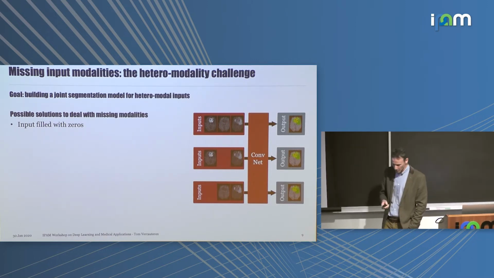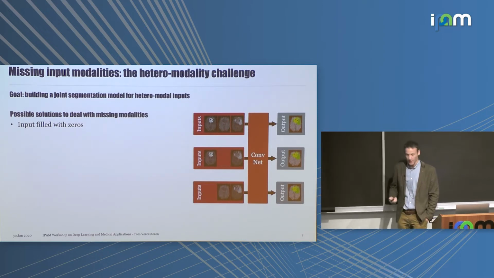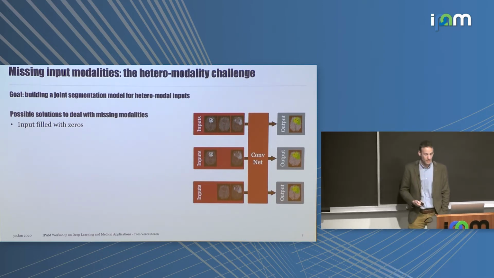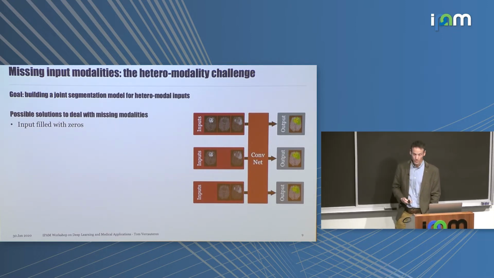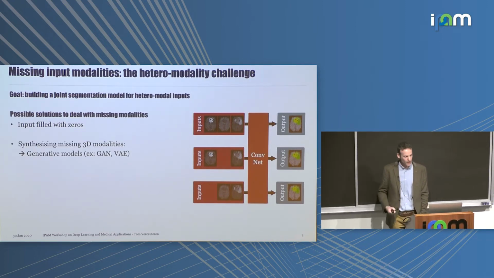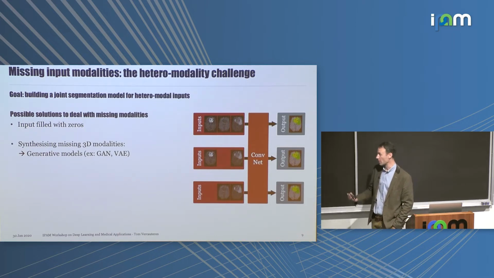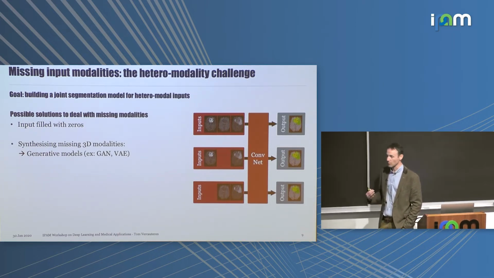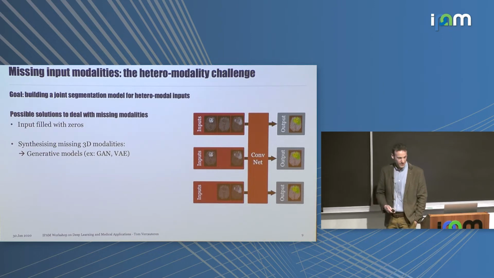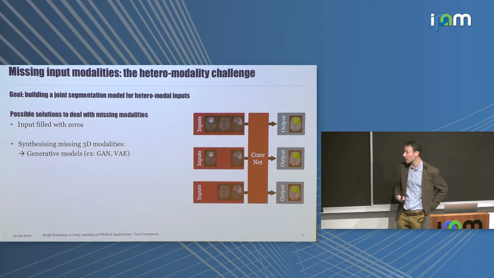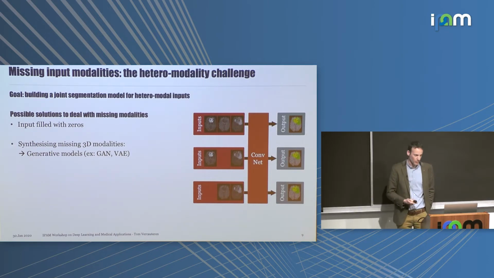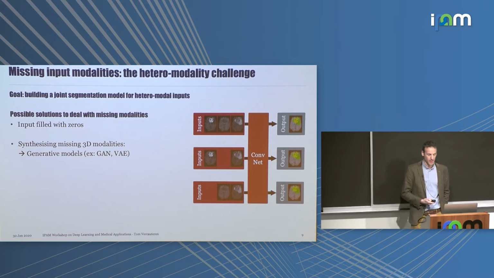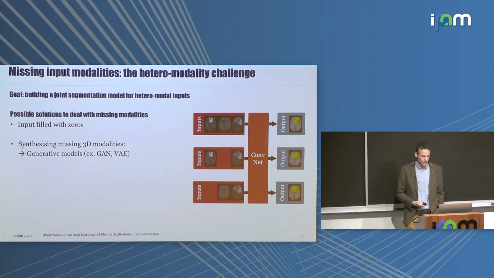So an obvious naive solution is again just to replace the missing images with zeros, but there's no reason why this would be optimal. Other approaches have been trying to synthesize missing modalities as pre-processing and then feeding that to the network. But again, we don't use that during training, so it's difficult to know exactly what the impact of this synthesis would be on the output segmentation.